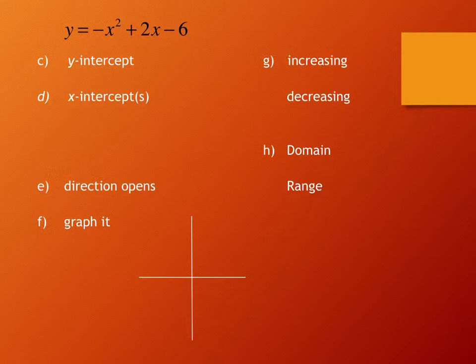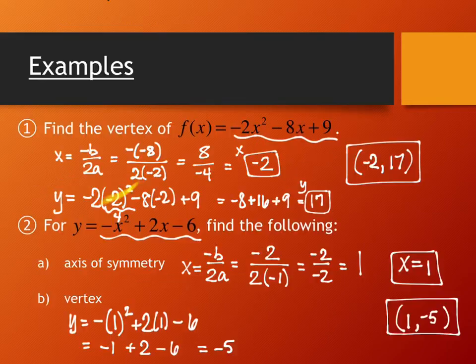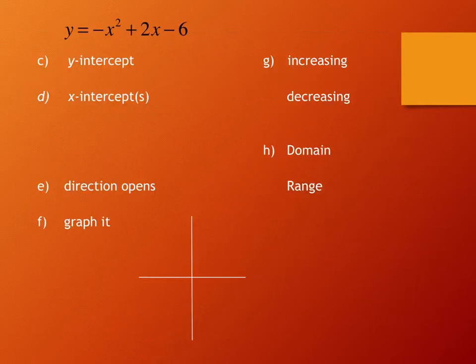Basically, we're going to take what we've already been doing, and we're going to combine it with some of the things that we've done before. So we're going to find the y-intercept and the x-intercept. We've done that before. We're going to take a look at the direction in which it opens, and we're going to graph it. And then after we've graphed it, we're going to find where it's increasing and decreasing and its domain and its range.